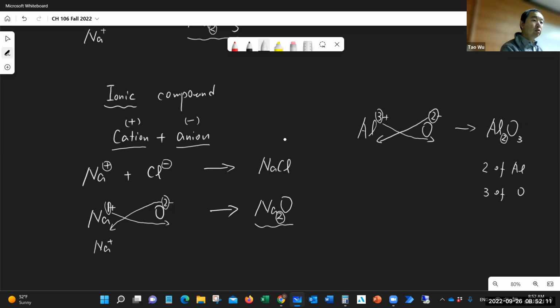Please do not write "2 aluminum and 3 oxygen" in front like that. This is not a correct formula. We never write the chemical formula like this. If you want to represent 2 aluminum in this compound, the 2 has to be underneath the aluminum, as its subscript. The 3 has to be the subscript of the oxygen. This is the correct formula, but that is not correct. We never write the formula like that.